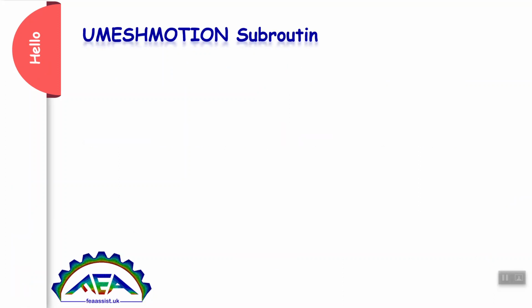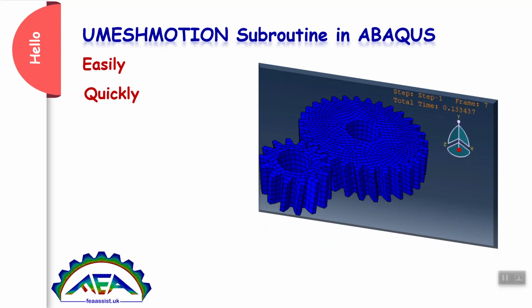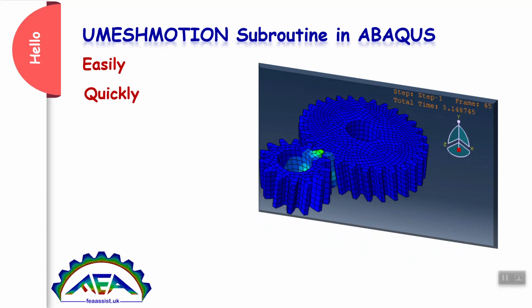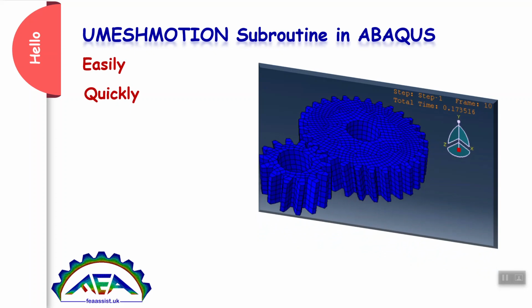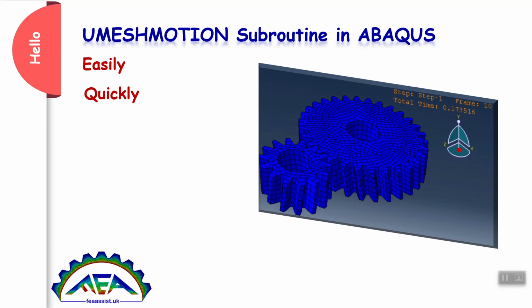Hello, you want to learn the UMESHMOTION subroutine in Abaqus easily and quickly. Indeed, UMESHMOTION is a subroutine to define mesh displacement or mesh velocity in Abaqus. This subroutine is being used mainly in wear problems to prevent mesh problems in adaptive meshing. Stay with us.